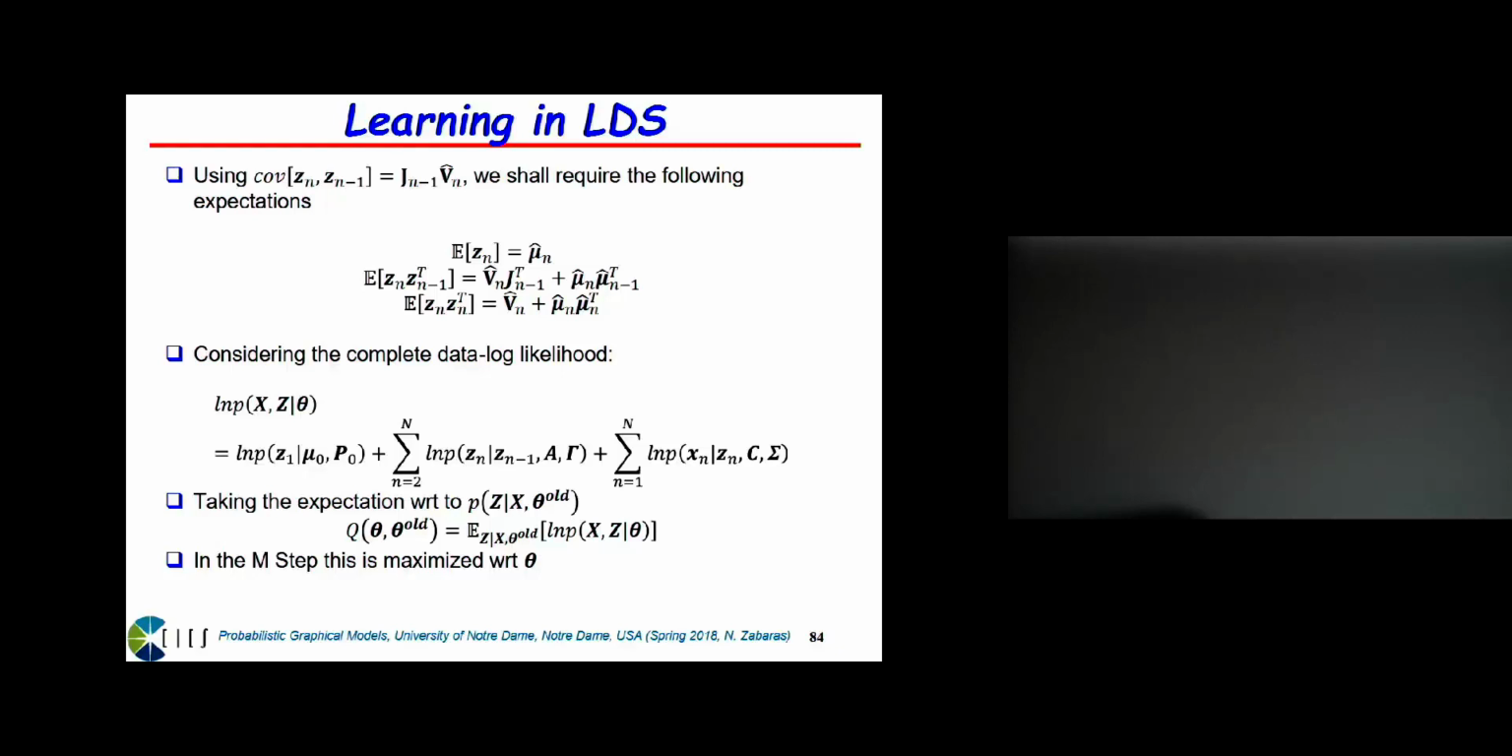So the log likelihood is trivial, because you have the initial state model, and then the transition and the measurement models, and these are Gaussians. So when you take logs, they simplify in a trivial manner. So this is what we need to compute. We need to take the joint log likelihood and take the expectation with respect to the z variables, keeping the parameters fixed.